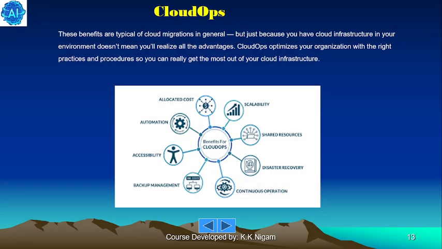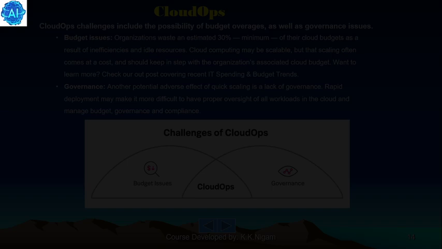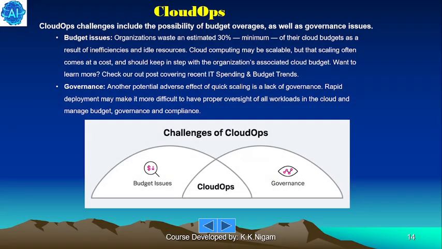These benefits are typical of cloud migrations in general, but just because you have cloud infrastructure in your environment doesn't mean you'll realize all the advantages. CloudOps optimizes your organization with the right practices and procedures so you can really get the most out of your cloud infrastructure. CloudOps challenges include possibility of budget overages, as well as governance issues.